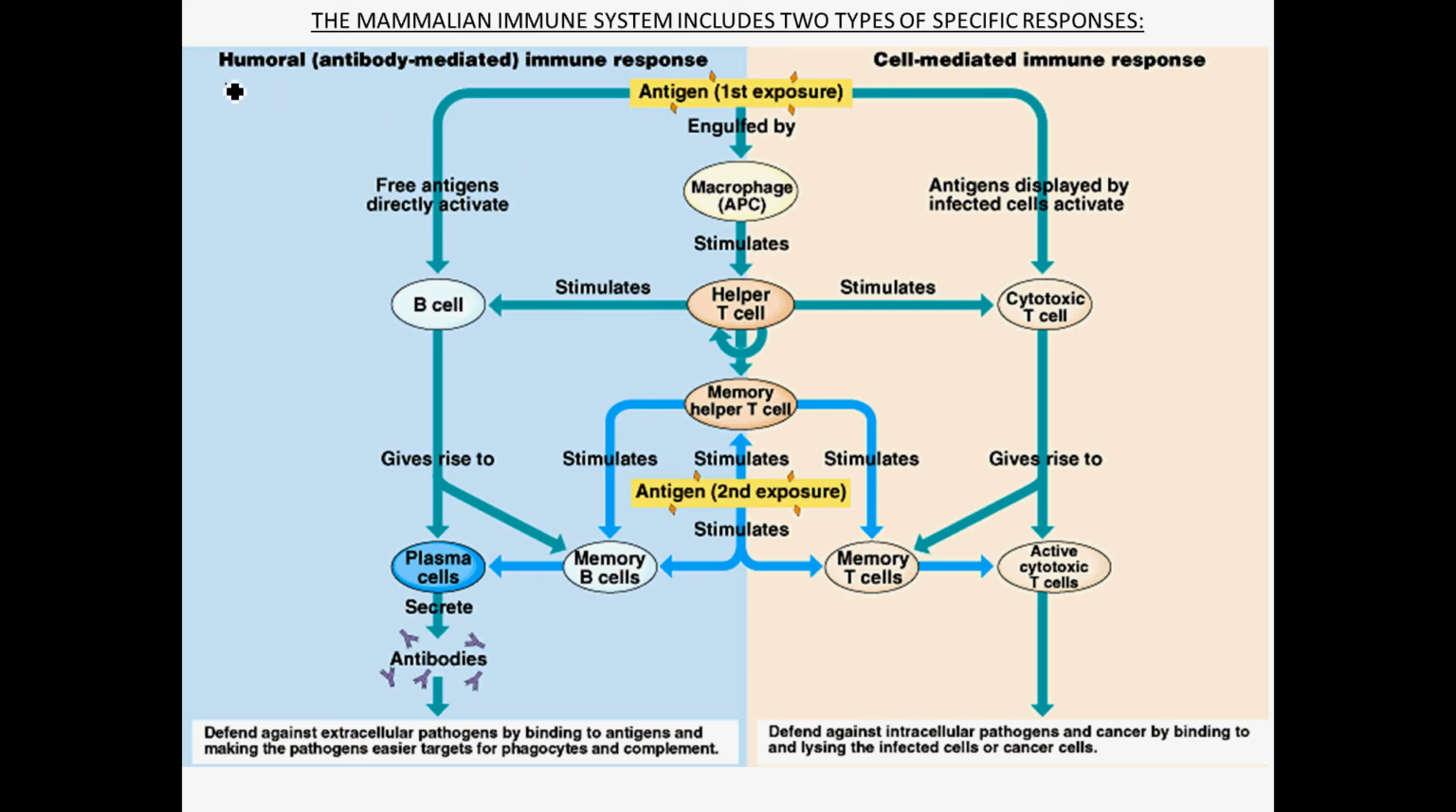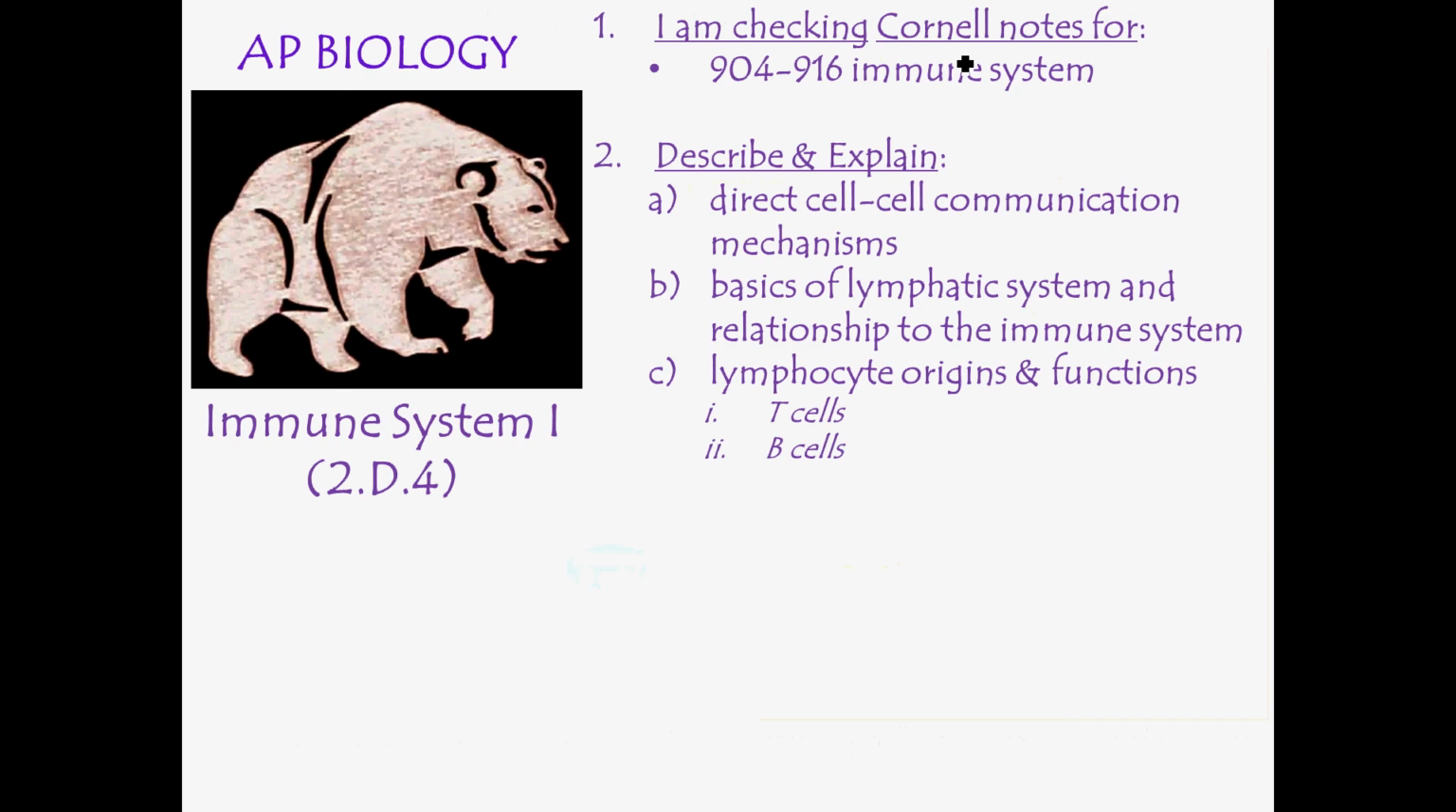So we will look at a humoral or antibody-mediated response as well as a cell-mediated immune response in the next couple of screencasts. Okay, so you should be able to now describe and explain the direct cell-to-cell communication mechanisms, the basics of the lymphatic system and its relationship to the immune system, as well as a little bit about these two different types of lymphocytes, the T cells and the B cells. In subsequent screencasts, the next one, screencast number 2, we'll be dealing with the T cell situation, and then in screencast 3 we'll be dealing with the B cells.